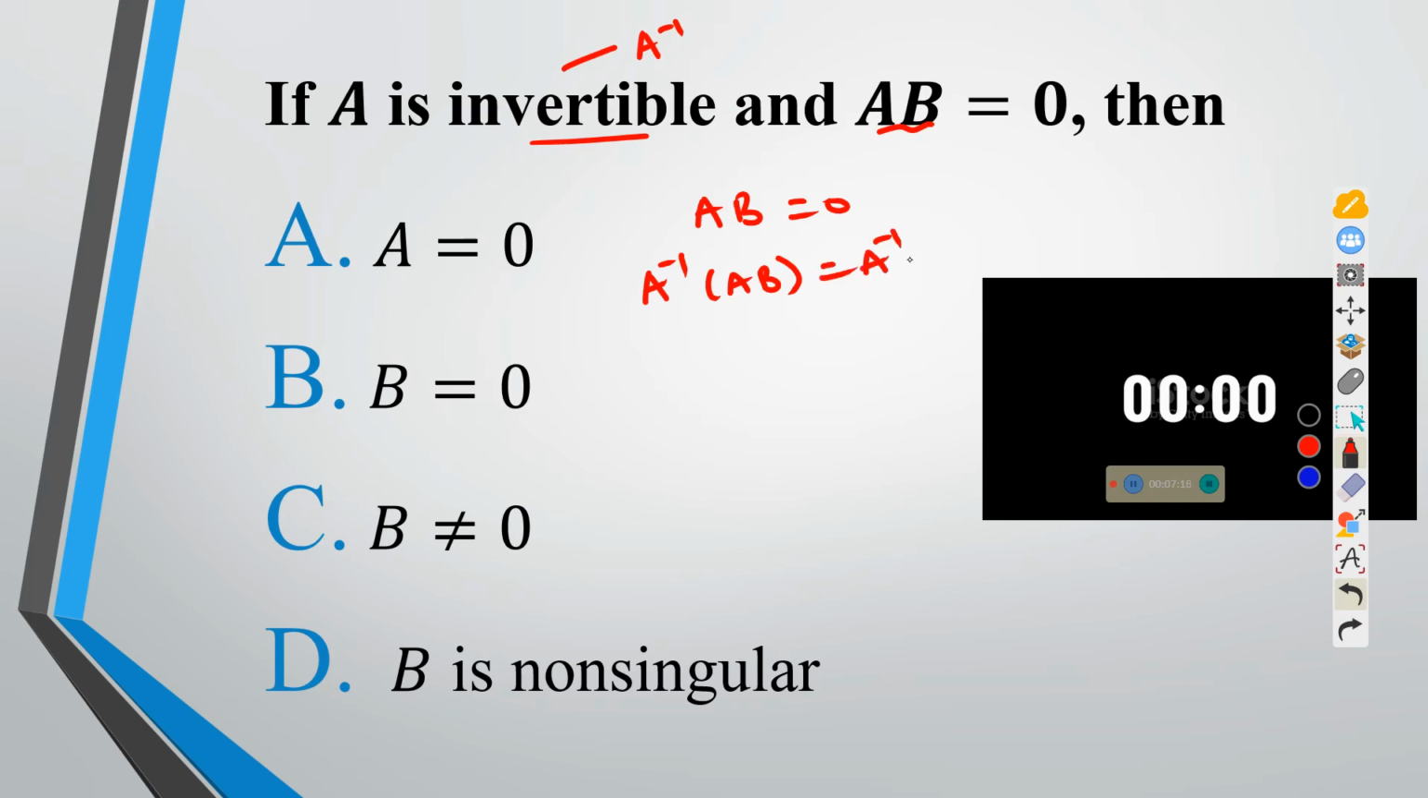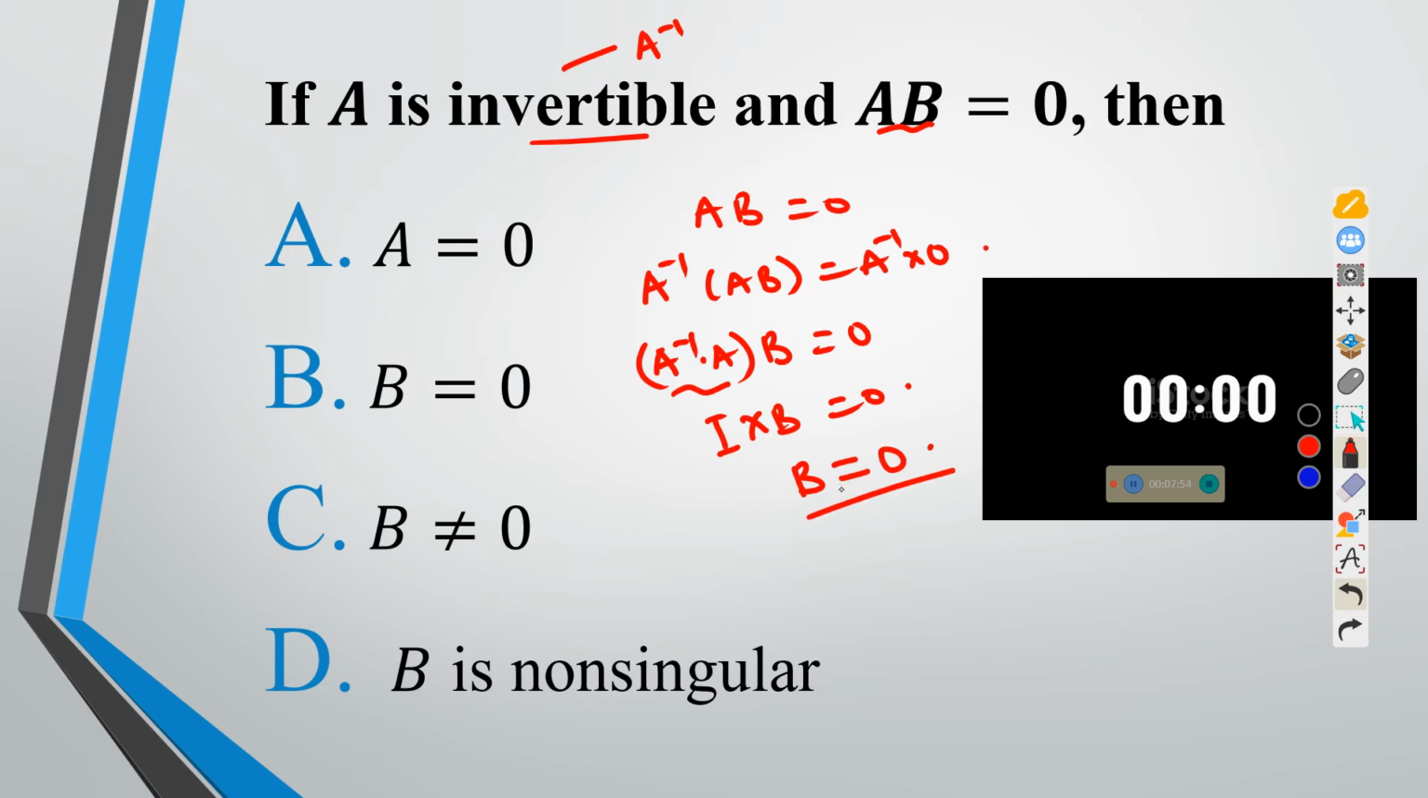So A inverse times 0. This is a 0 matrix, which is 0. So this can be the same as A inverse times A into B. Since the inverse exists, when you multiply A inverse with a 0 matrix, you remain with a 0 matrix. A inverse times A gives us an identity matrix, then times B, which is equal to 0. But an identity matrix times B will be B. If you multiply an identity matrix with a matrix, you remain with that matrix, and this would be equal to 0. So generally, it means B will be equal to 0, and the answer here will be B equal to 0.